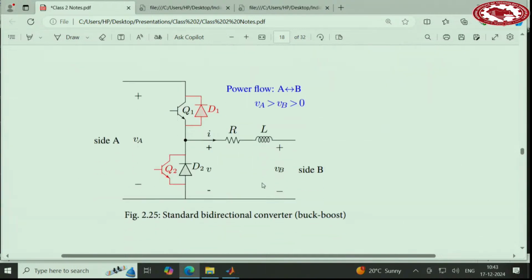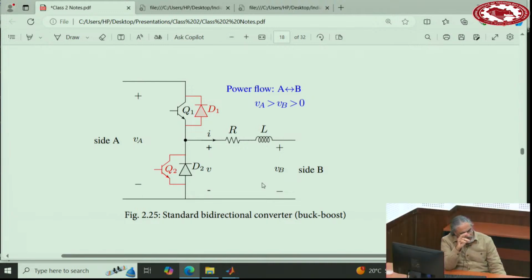All right, so we talked about buck converter and boost converter. We realized that in the buck converter, the power flow is from the higher voltage side to the lower voltage side. And for the boost converter, the power flow is from the lower voltage side to the higher voltage side. Now, can we have power flow in both directions?